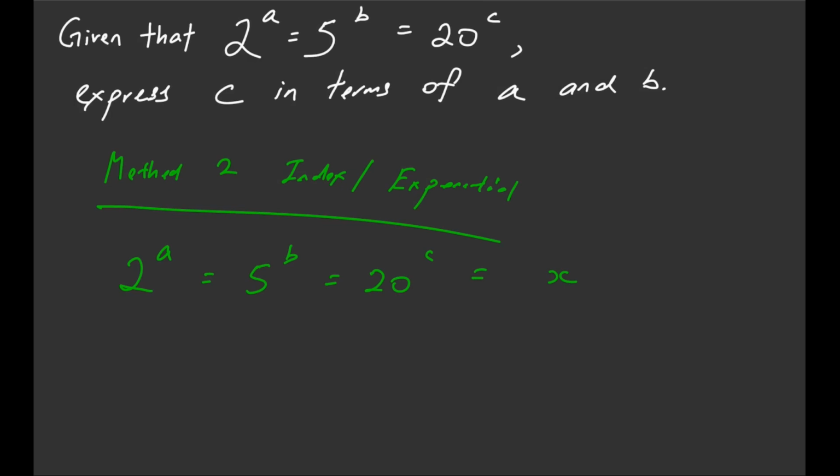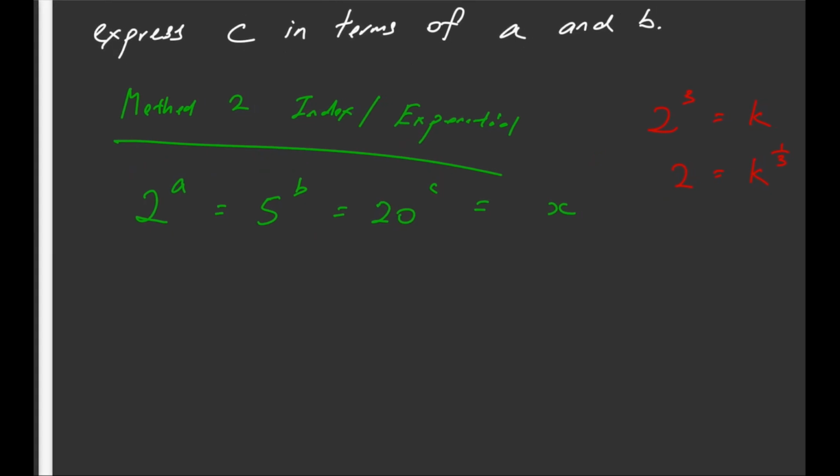Remember, when we have 2 power of 3 equals k, if I'm going to bring this power over, what happens? You will have 2 equals k to the power of 1 over 3, right? You're going to swap 3 to power of 1 over 3. That's what you do. Okay, so same thing. You're going to compare this with this for the first pair, and this with this for the second pair, and this with this for the third pair. Okay, we're going to do the same thing.